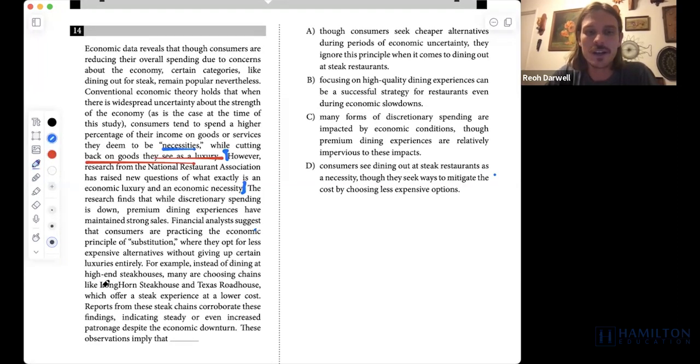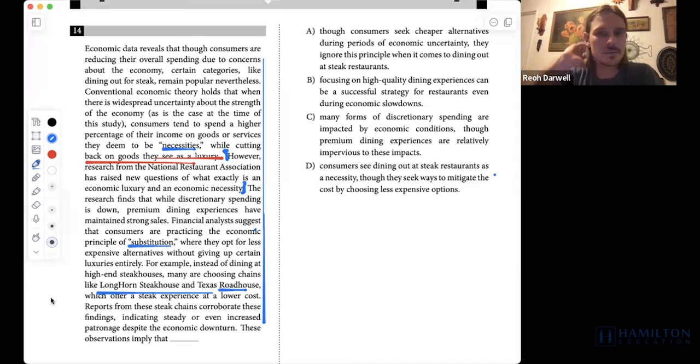Now, what's ironic here is that in the current state of this passage here, we suggest that steak is a increase, right? We're getting more increasing buying at steakhouses, suggesting that dining out at steakhouses are an economic necessity, which means we spend on those in times where the economy isn't strong.